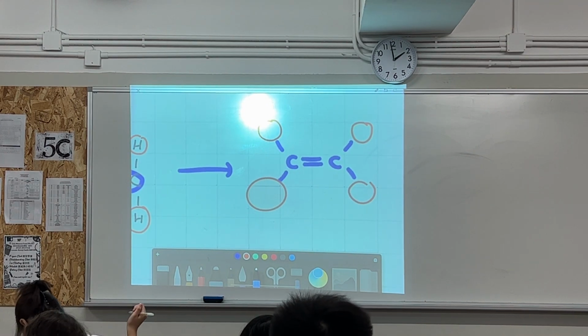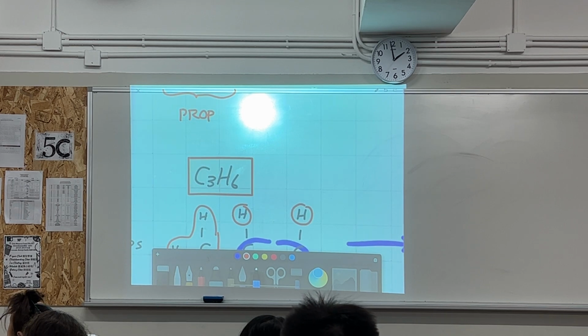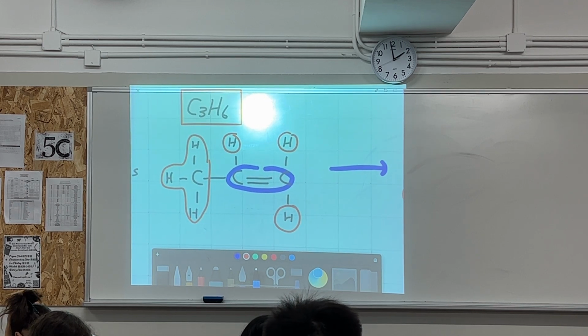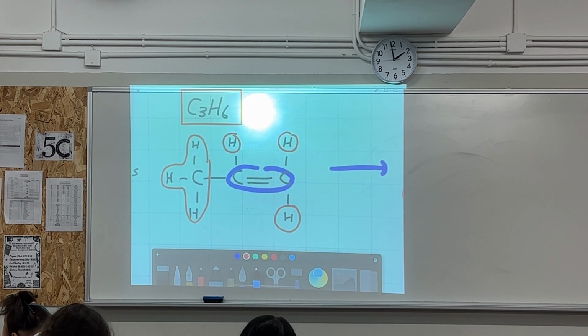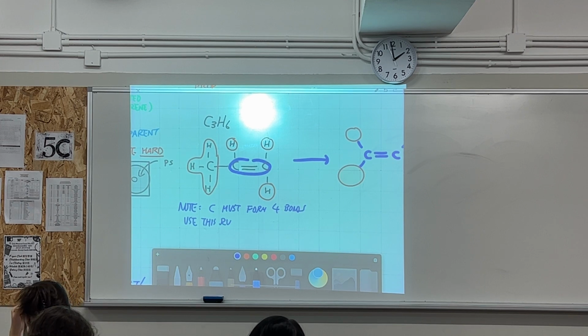You see what to do? Okay, yeah. In exam, they will just try to hide everything from you and they will just say, here's C3H6, draw the column. Well, you need to figure out what C3H6 looks like by going through these steps. Okay? Let me just put down that rule once again. Carbon must form 4 bonds. Use this rule to figure out where the hydrogen goes.